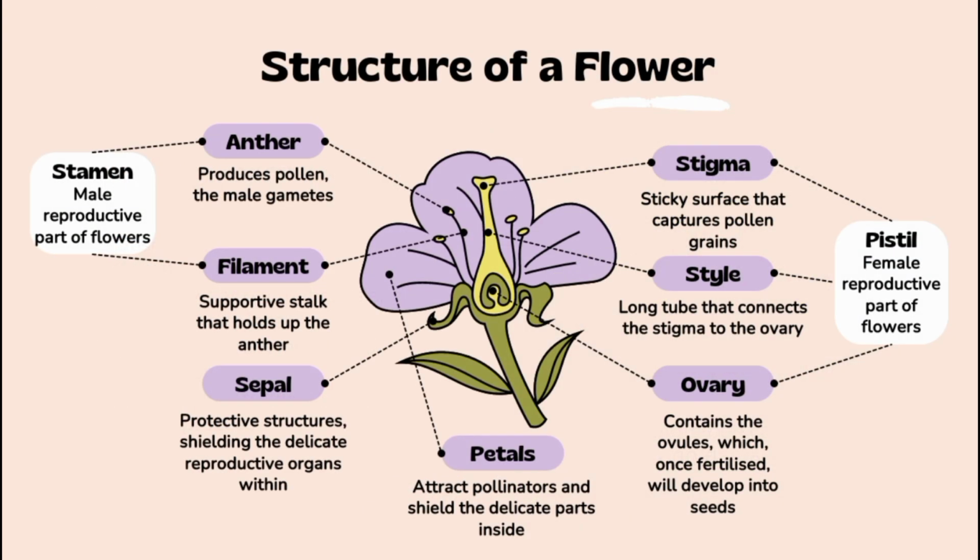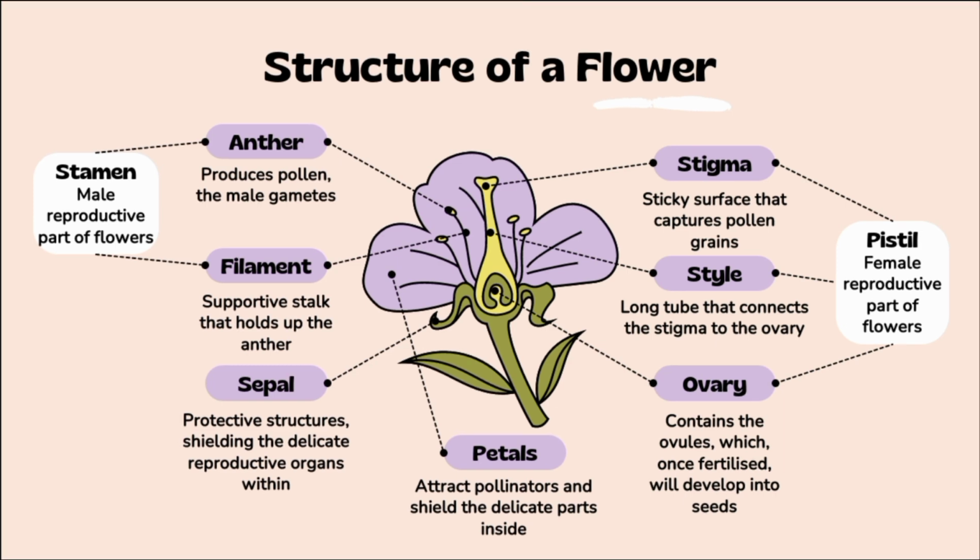Okay students, now here is the structure of a flower, which is very complicated, but I will make it simple. Students, there are two types of reproductive parts of a flower, female and male. First of all, let's talk about the male reproductive part of the flower. So, the male reproductive part of a flower is the stamen.